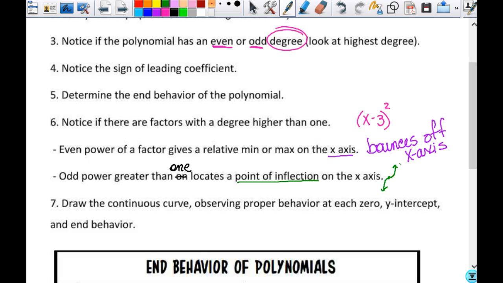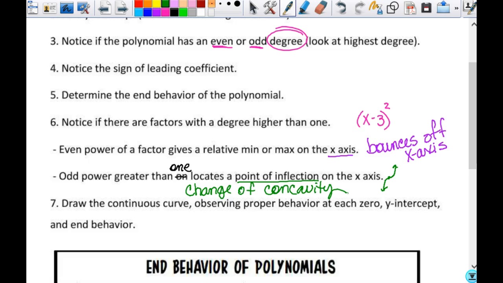So this is a change of concavity. It's easier to say that than concave up to concave down or vice versa. It's just a change of concavity from one to the other. So it looks like what you're thinking of a cubic function looks like at the origin, or the parent function.